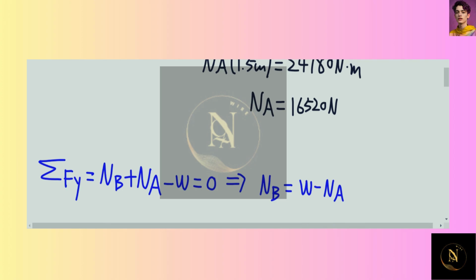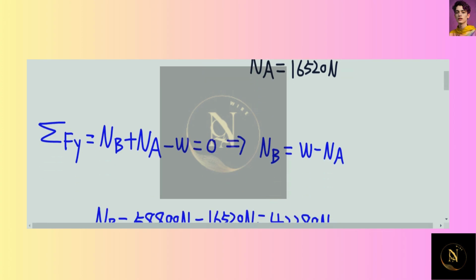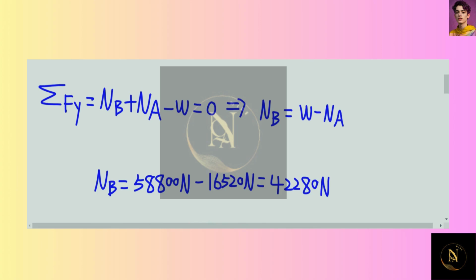So now we know the force along the y direction, which is the vertical direction, is equal to 0, since we assume that it's in equilibrium. So now we have such equation here for Fy, which is NB plus NA minus W is equal to 0. So we have the normal force at point B is equal to the weight of the car subtract the normal force at point A. And we know the weight of the car is 58,800 Newton, and the normal force at point A is 16,520 Newton.